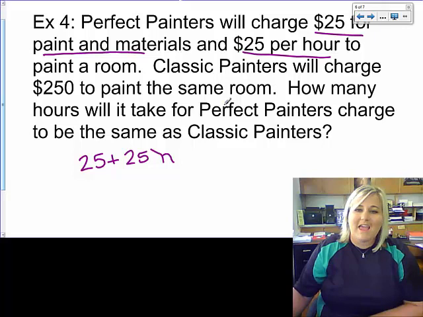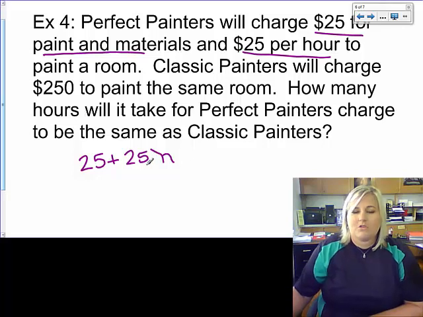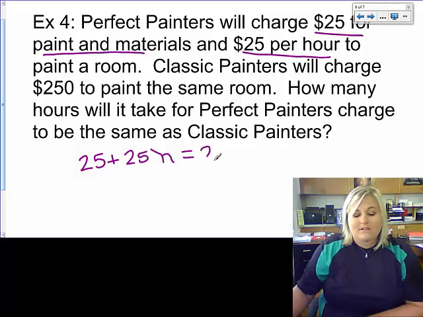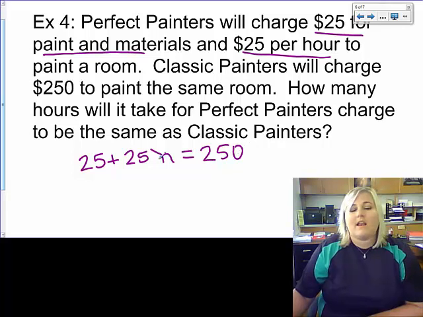Classic painters will charge $250 to paint the same room. That's their flat fee. They came in, they said it's going to cost you $250 for us to paint it. They want to know how many hours it's going to take for these to be the same. If they're the same, they are equal. So we need to see how many hours it's going to take for it to cost the same as classic painters' $250 to paint that room. So I'm trying to get H by itself.